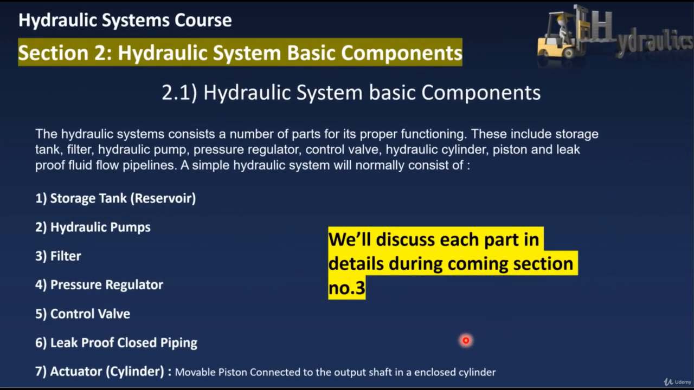So those are the basic components of a typical hydraulic system, and it normally consists of storage tanks, hydraulic pumps, filter, pressure regulators, control valves, leak-proof closed piping, and the actuator or the cylinder, which is the movable piston connected to the output shaft in an enclosed cylinder. We will discuss in detail all of those components in the coming section, section number 3, and we will identify various types and the main functional role of each item.